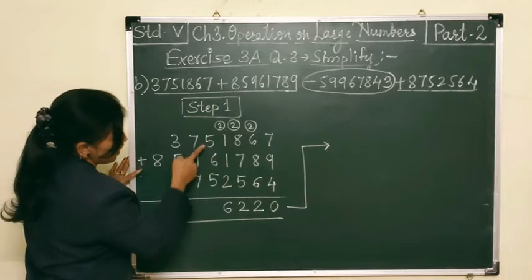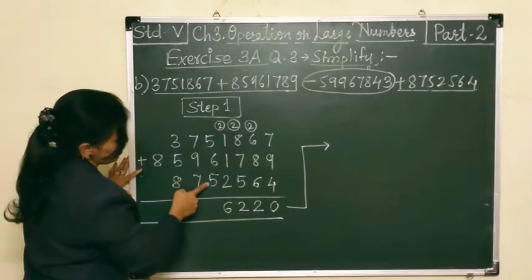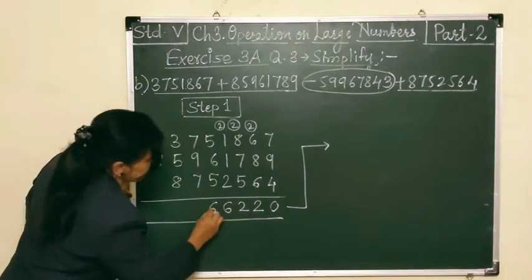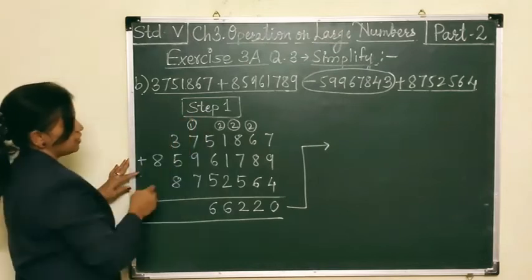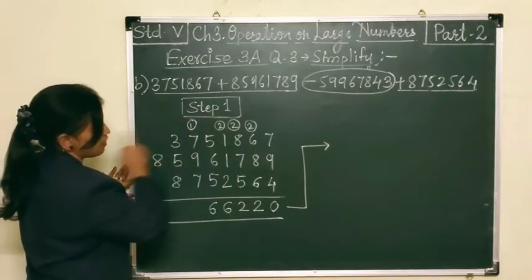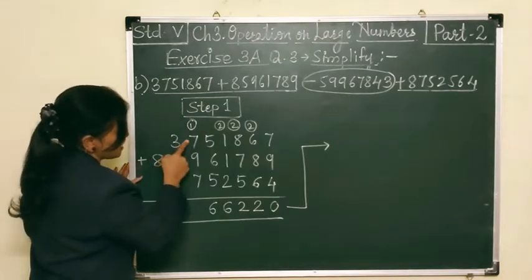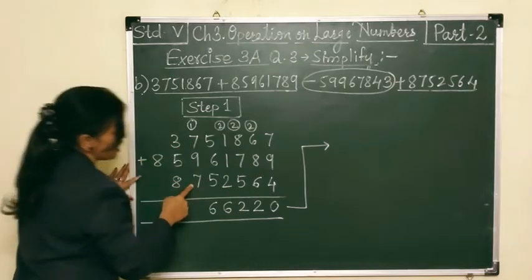11, you can do like this. 5 plus 5, 10. 10 plus 6, 16. 1 can be carried here. 1 is carried here. 9 plus 1, 10. 10 plus 7, 17. 17 plus 10.